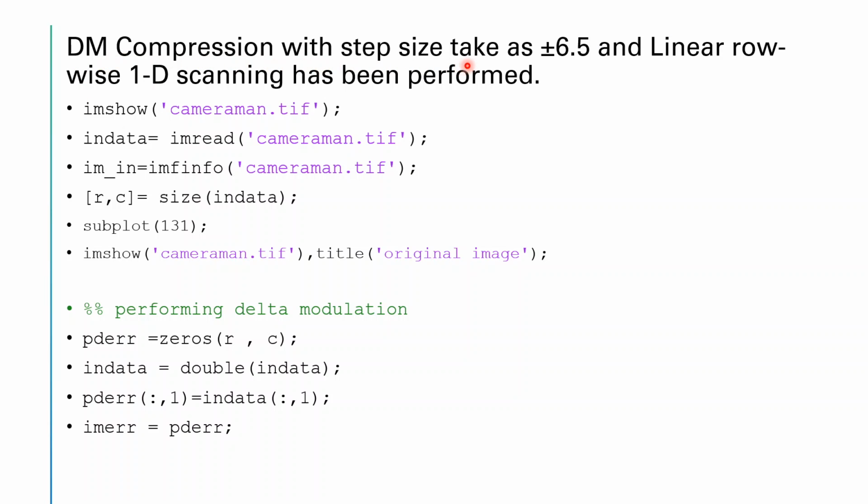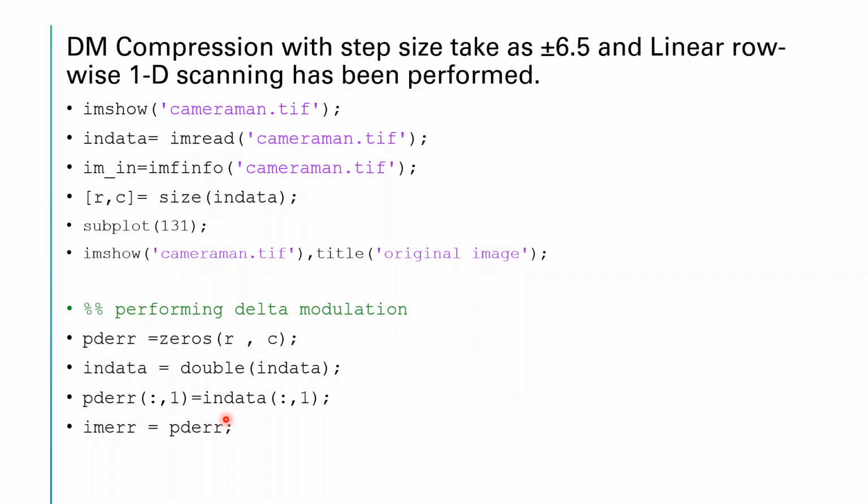DM compression with a step size of plus minus 6.5 and linear row-wise 1D scanning has been performed. Here we are reading the image, and up to here we are showing the image. Then we perform the delta modulation, the prediction error, that is the reconstruction error, from which we want to generate a reconstructed image. Here we are converting the data to double, because we want to perform the quantization. Initially the data is in the form of unsigned integers.